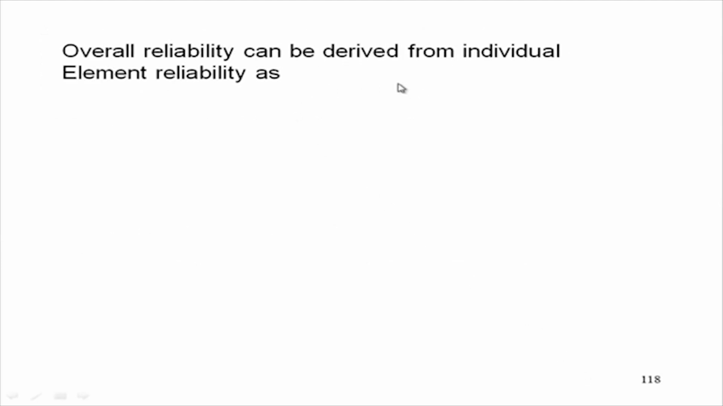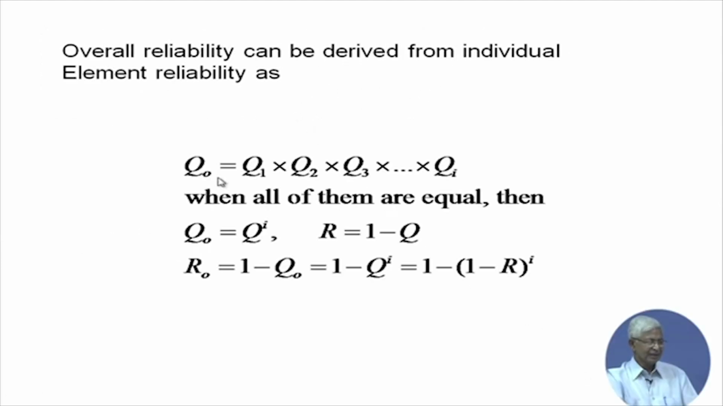Overall reliability can be derived from the individual elements' reliability like this: Q0 is the multiplication of Q1 to Qi, and when all of them are equal, Q0 is Q to the power I. R is 1 minus Q, so R0 is 1 minus Q0. So, 1 minus Q to the power I is 1 minus (1 minus R) to the power I. This way you can calculate. If the reliability of individual components is known, the overall reliability when they are connected in parallel can be found from R0 is equal to 1 minus (1 minus R) to the power I.